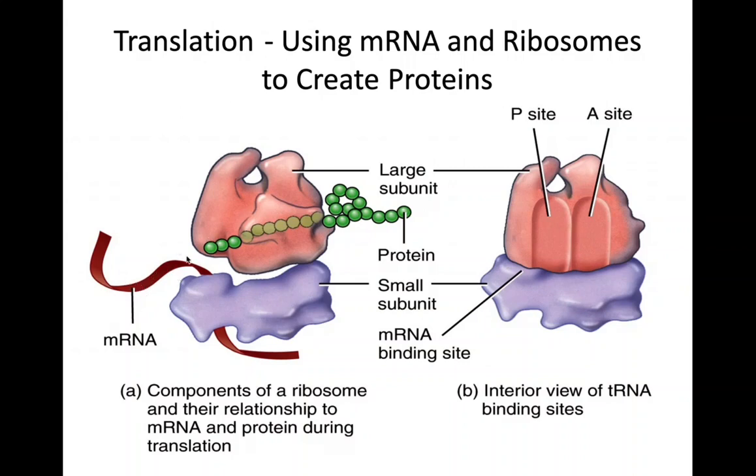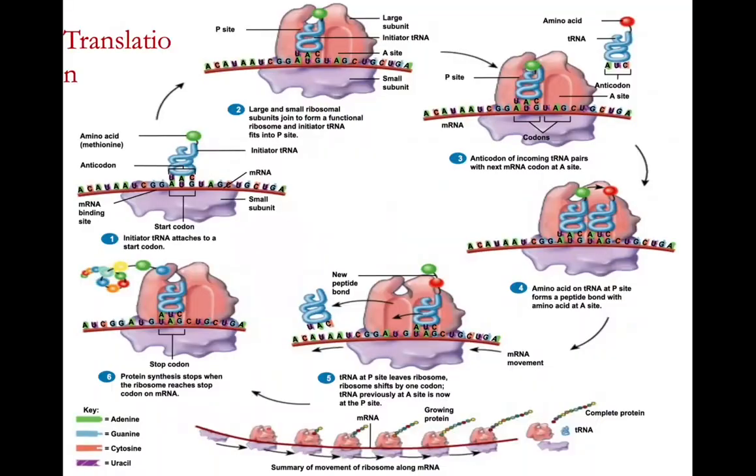So you've got this mRNA here, and then you're going to have these sites. You have an A site where you're going to bring in or accept the new amino acid. The P site's going to be your growing polypeptide, and when it gets down here, there's an E site that's going to eject it out.